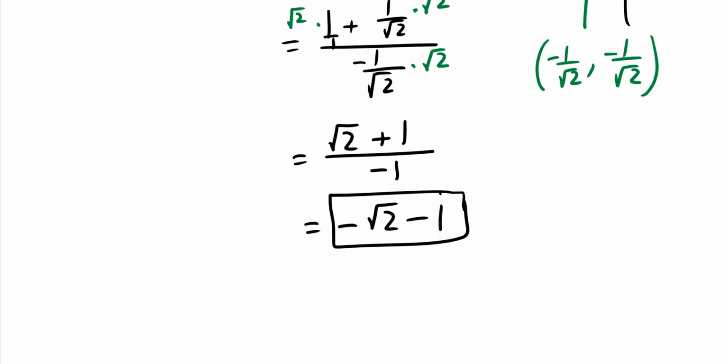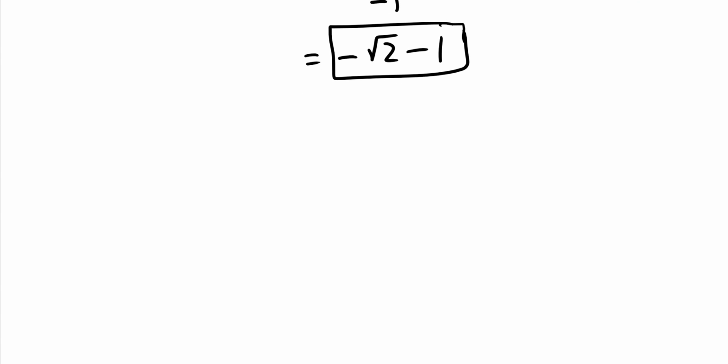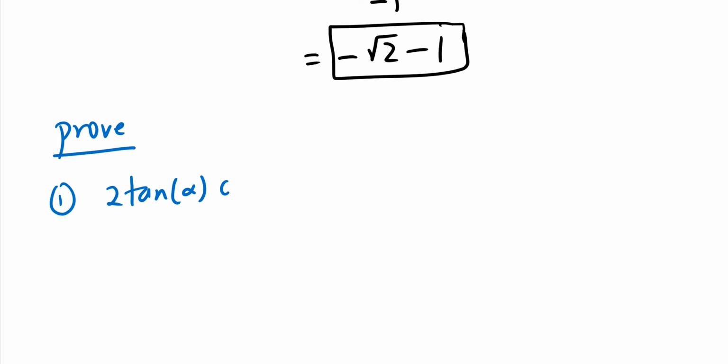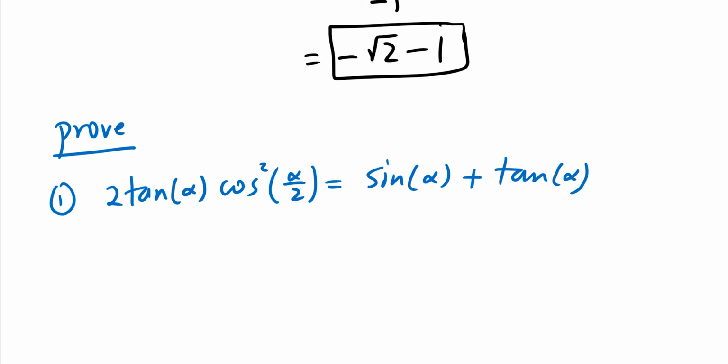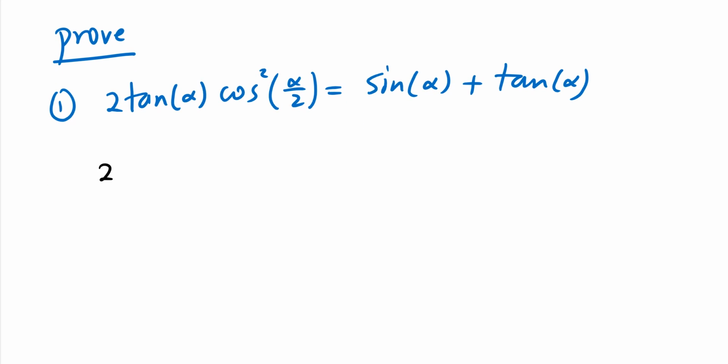What else can we do in this section? Well, let's look at some identities. Every section we cover, we try to prove some identities. The first one that I have in mind: 2 tan alpha cosine square alpha over 2 is equal to sine alpha plus tangent alpha. It's up to you to start on the left side or the right side. It doesn't matter. I'm going to start on the left side, so I'm going to rewrite it first. Keep an eye on the right side.